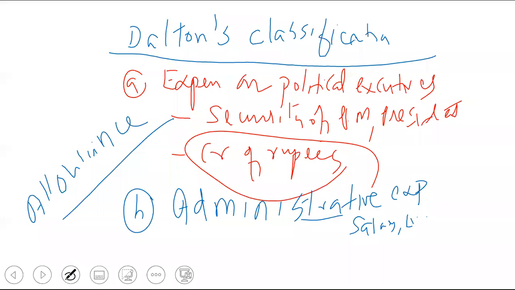This is coming under unproductive expenditure only. As far as India is concerned, 70% of the government's expenditure is spent on salary, for your information.